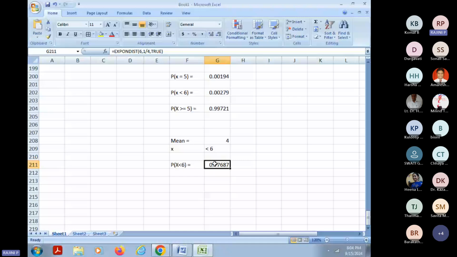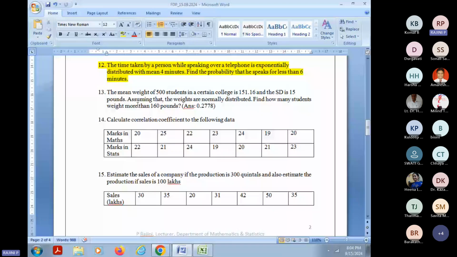So is it clear, everyone? Is it clear? Exponential distribution. Can I get a reply? Yes, ma'am. Okay, thank you. And next one, go for the next question. So just see the next question, 13th question.